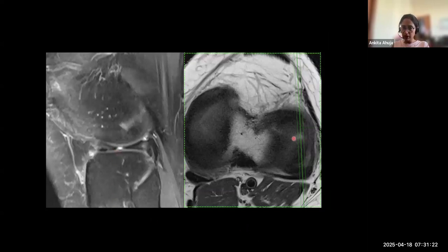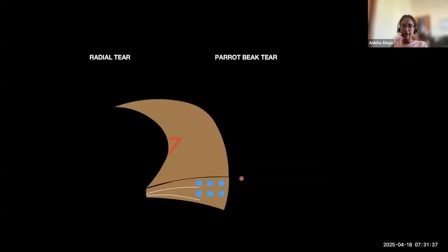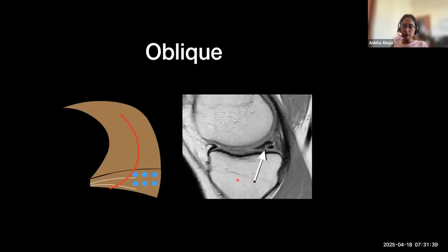Now, can you see this tear extending from inside to outside, but pretty wide, right? So that's what is called a parrot beak tear. One radial tear keeps on dividing the meniscus. It becomes giant, and it is called a parrot beak tear.